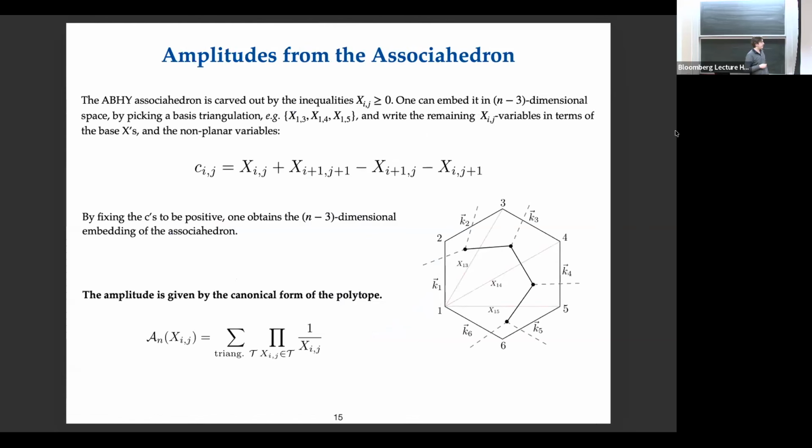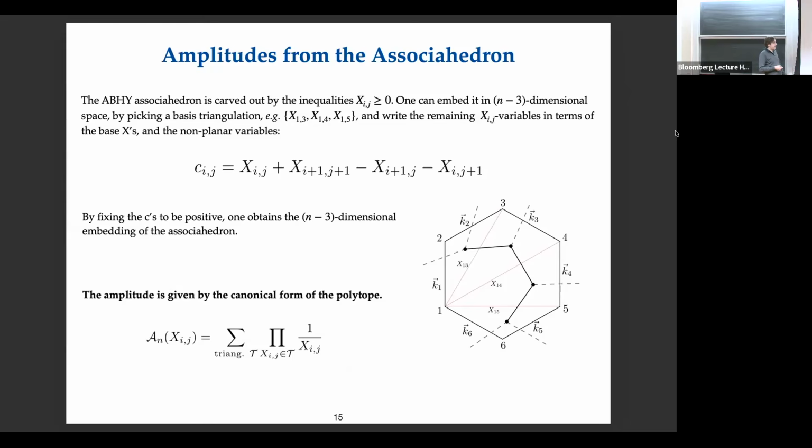So the ABHY realization is, the way you define a polytope is you either define its facets or define its vertices. Here we define its facet inequalities, so it's just a hyperplane inequality.